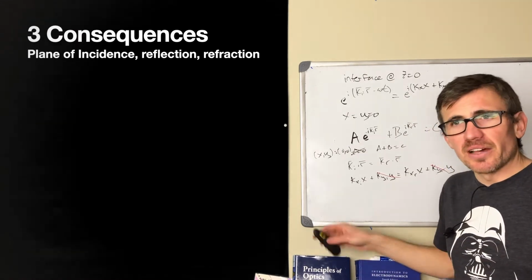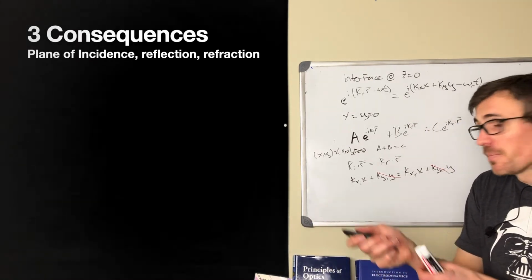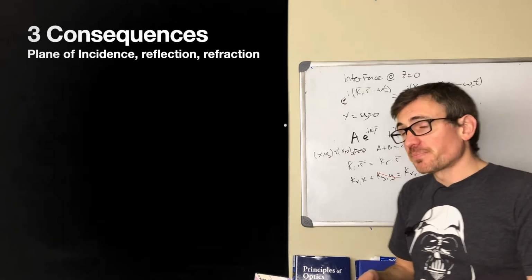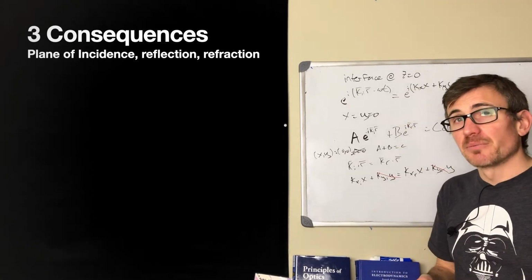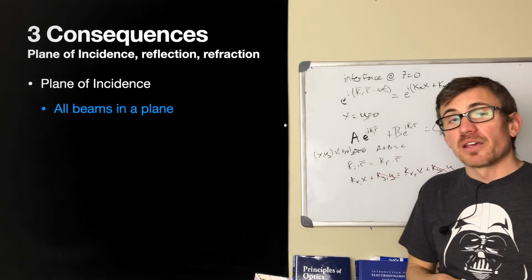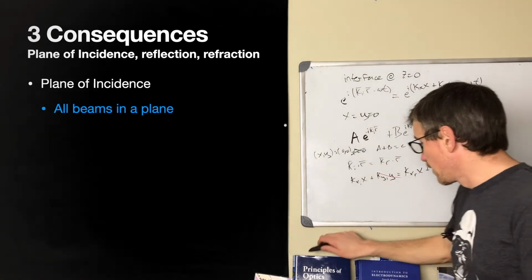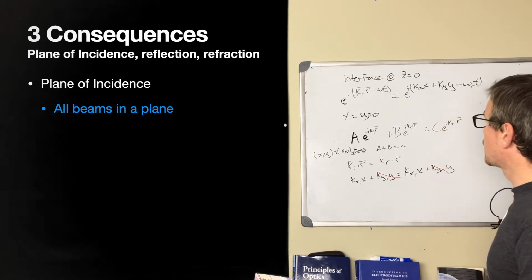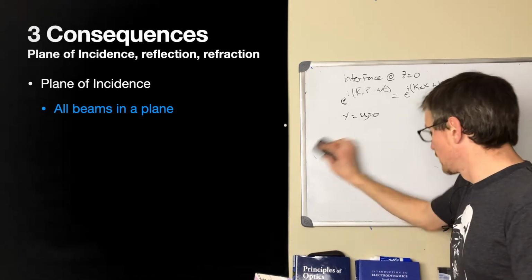So what does this actually tell us? The x components are the same, and the y components are the same. That means they're along the same plane. Remember, they can have different z's, but they are all along the same plane, and we call that the plane of incidence. So let's try to sketch what that actually means.